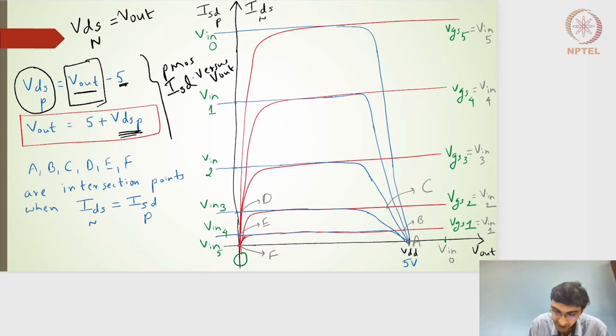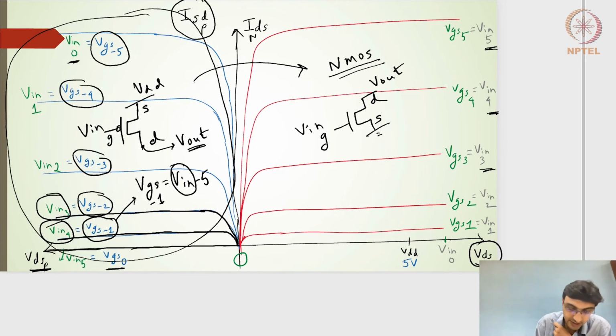So we have the ISD versus the VDS of the PMOS, but to draw ISD with respect to the V out profile, I need to shift the profile by 5 volts. Going back to this particular slide, this is the PMOS profile. If I want to draw this profile in terms of V out, not in terms of VDS of P, I need to add plus 5 volts, right?